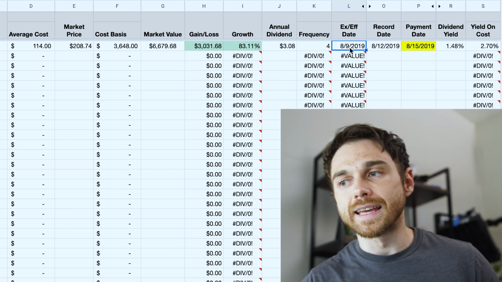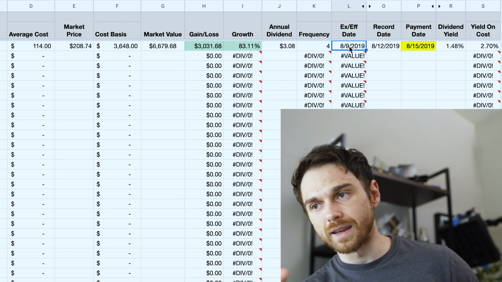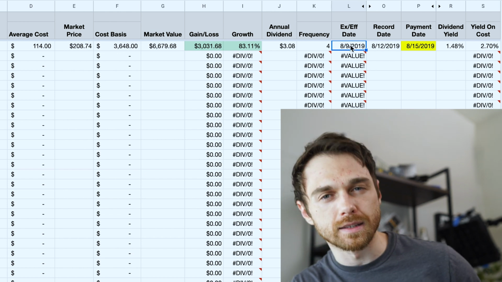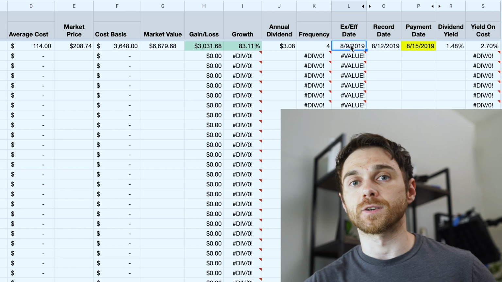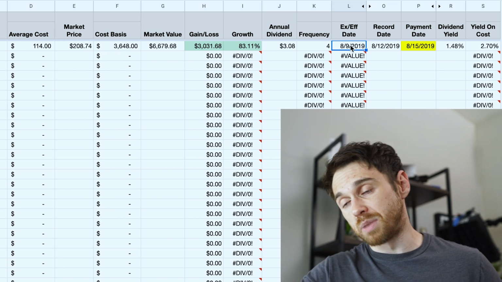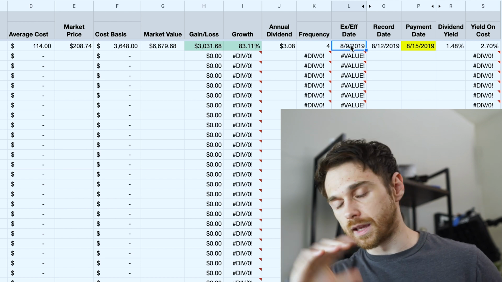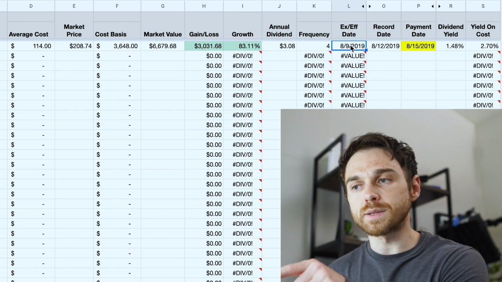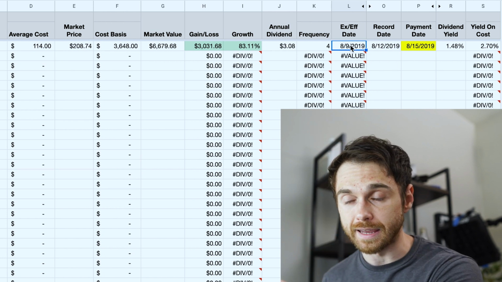And what's a cool feature about this is, let's say that date is the 8th today. It's not the 8th today, but if it was, it would be highlighted in a different color to remind you that if you want to buy more, or buy whatever stock is on your watch list, that is the day you need to buy it. To simplify it, you need to buy it the day before that displayed date, okay?